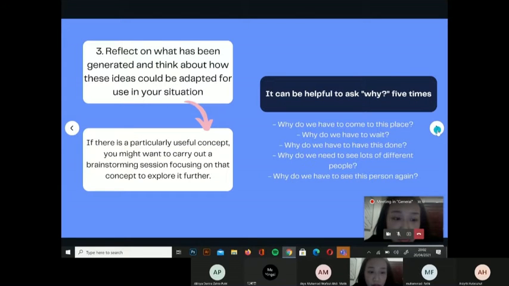Second, reflect on what has been generated and think about how these ideas could be adapted for use in your situation. It can be helpful to ask why 5 times. Why do we have to come to this place? Why do we have to wait? Why do we have to have this done? Why do we need to see lots of different people? Why do we have to see the person again?